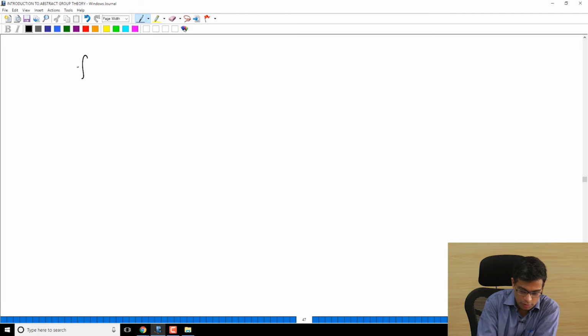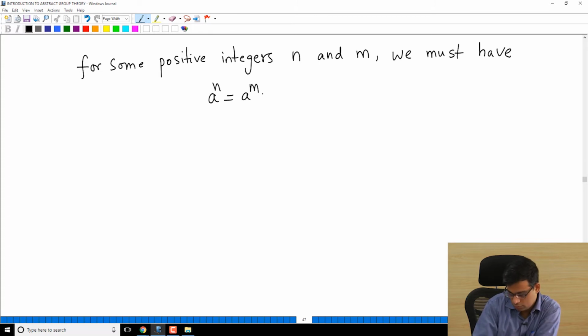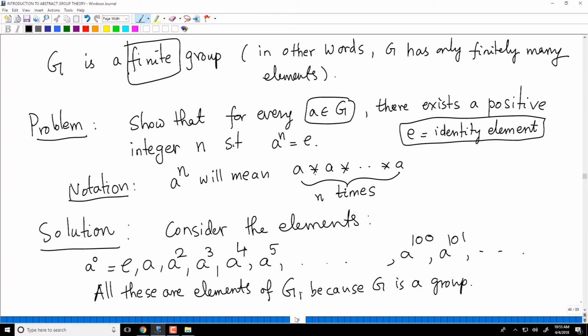So, for some positive integers n and m, we must have a^n = a^m. Is it clear? Because if these elements a squared, a cubed are all different, that will be an infinite set contained inside G, which is a finite set, which is impossible, an absurd statement.